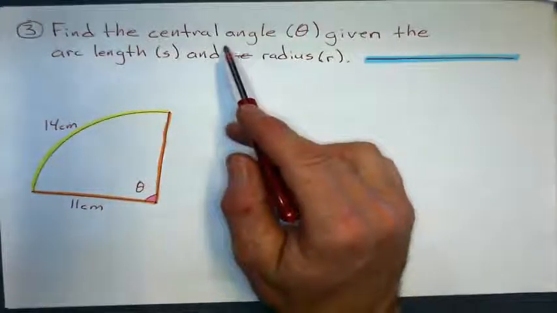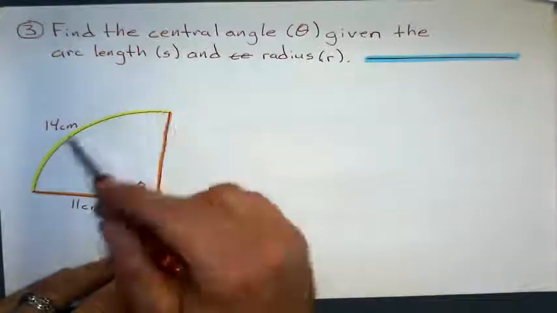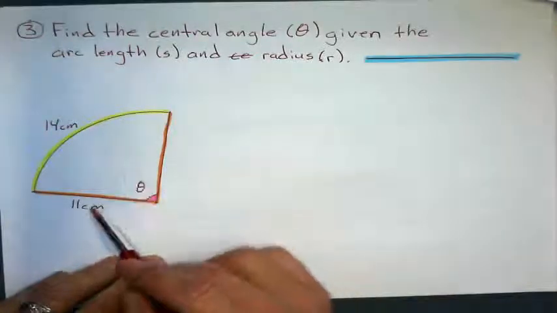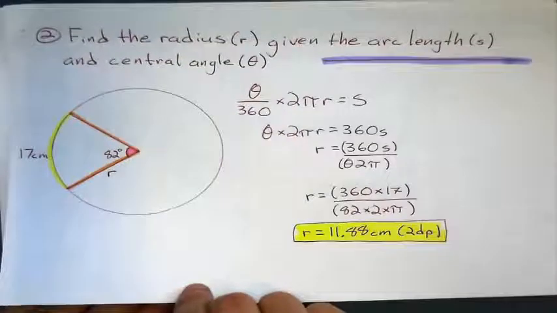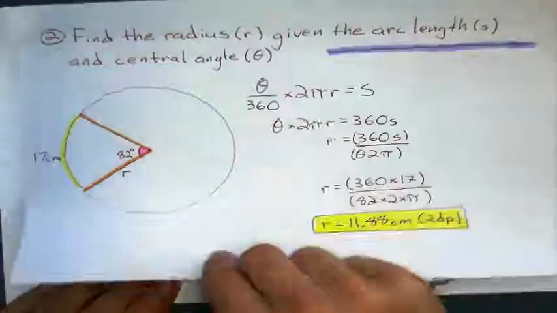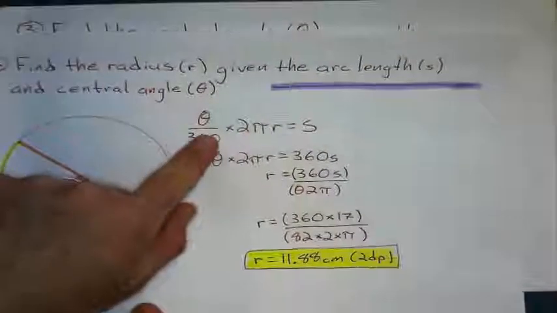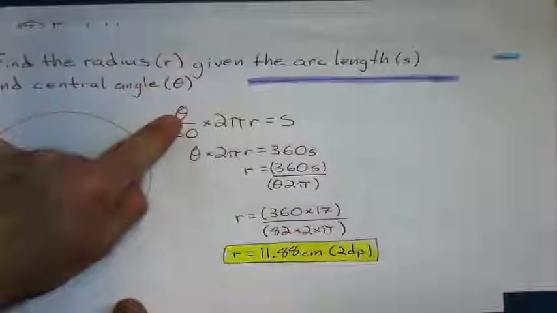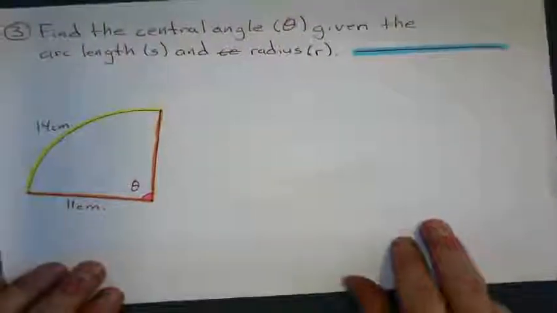Okay, this one, of course, is going to be the third thing. Find the central angle, this guy, given the arc length, 14, and the radius, which is 11. Now I'm going to do the same thing I did here. I'm going to write my formula and get theta, the angle, by itself. So I'm going to write it down just like I did here and try to get this by itself. All right? Let's do it.